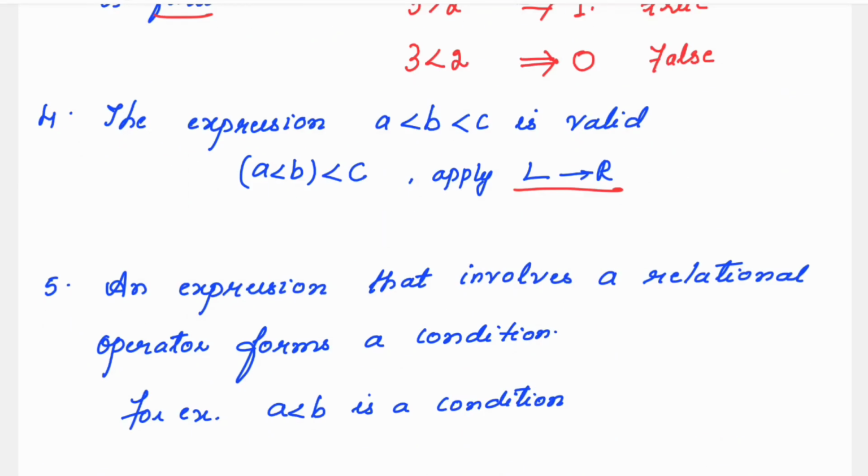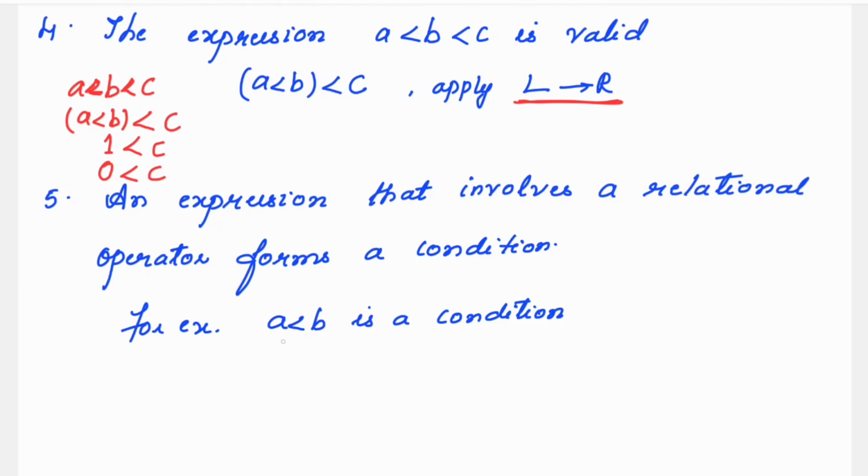If you come across an expression like A less than B less than C, how do you evaluate it? You can see that the less than operator appears twice in this expression, so you can apply the left to right associativity. First you evaluate this sub expression, and then you compare the value of that sub expression with C. If A less than B is true, you get a result of 1, and then you compare it with C. If A less than B is false, then you get a value 0, and then you compare it with C. This way you have to take care when more than one relational operator appears in the expression.